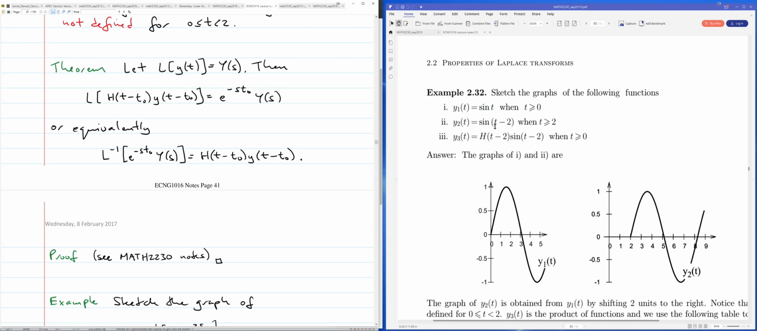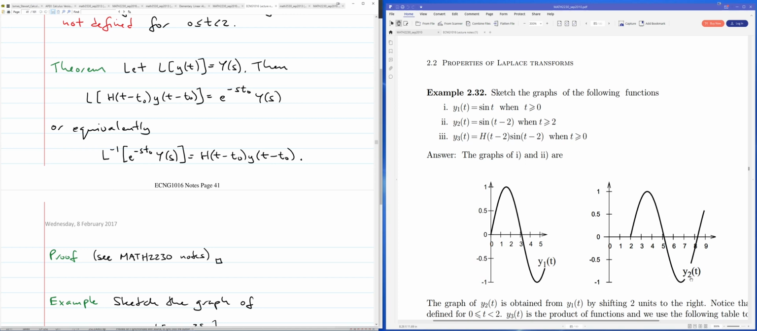Okay, now we have sine t minus 2. How you get your graph of sine t minus 2 is you take your graph of sine t and shift it forward by 2 units, which is what happens over here. So this is sine t and this is sine t minus 2. But notice what y2 of t is. y2 of t is sine t minus 2 only for t bigger than or equal to 2. So it's as if you took your graph of sine t, shifted it forward by 2, but only taken the part of the graph for when t is bigger than or equal to 2.